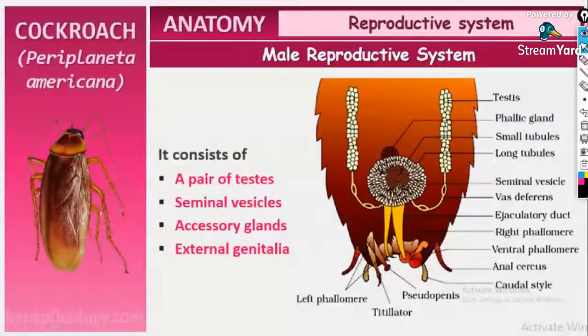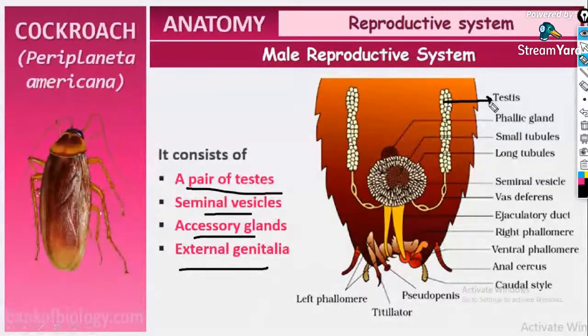So this is the male reproductive system of a cockroach. It consists of a pair of testes, seminal vesicle, accessory glands, and external genitalia. Look, the testes. Seminal vesicle. Accessory glands are all here, and the external genitalia. So these are the parts of the male reproductive system of the cockroach.